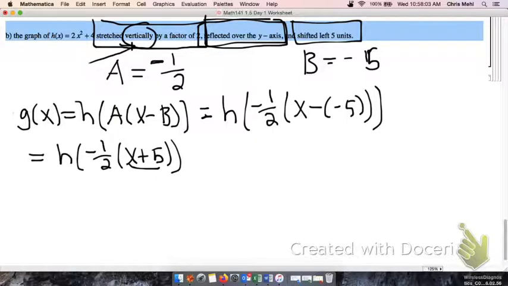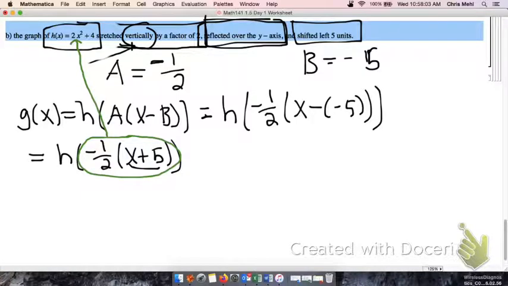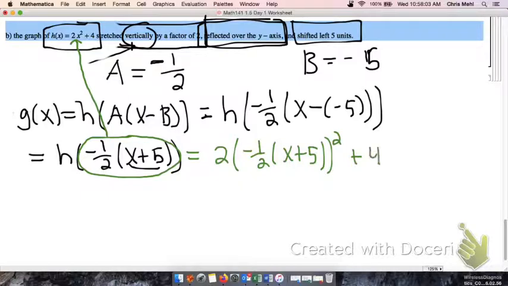Now, come back up here to the expression for h, and I'm going to take, again, how this works. It's just like function composition. This is why we talked about composition before transformations. This whole negative 1/2 times x plus 5 is going to replace that x in the expression for h. So this is going to be 2 times my minus 1/2 times x plus 5 squared, and then we have a plus 4 on the outside, right? So this replaced my value of x in the expression for h.